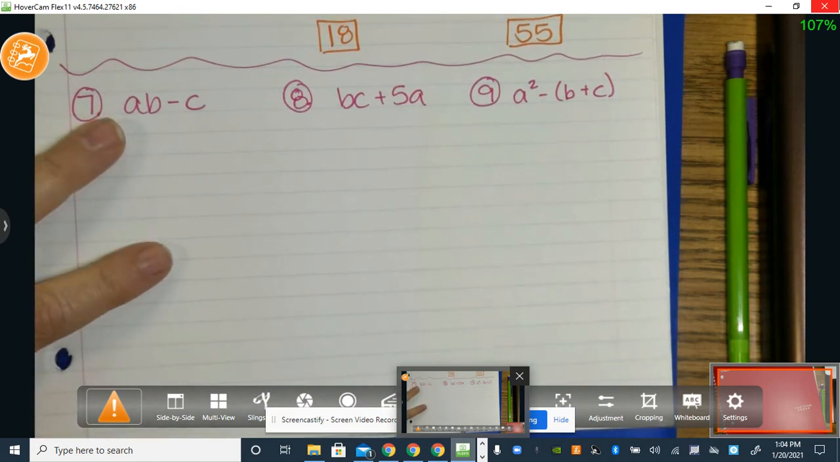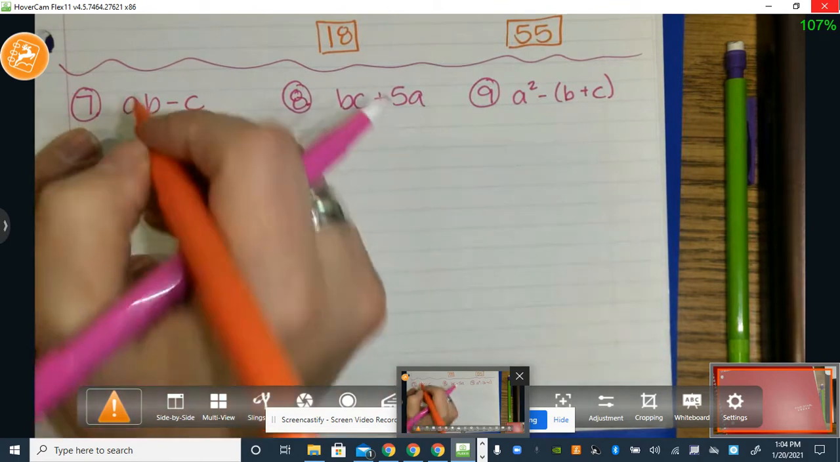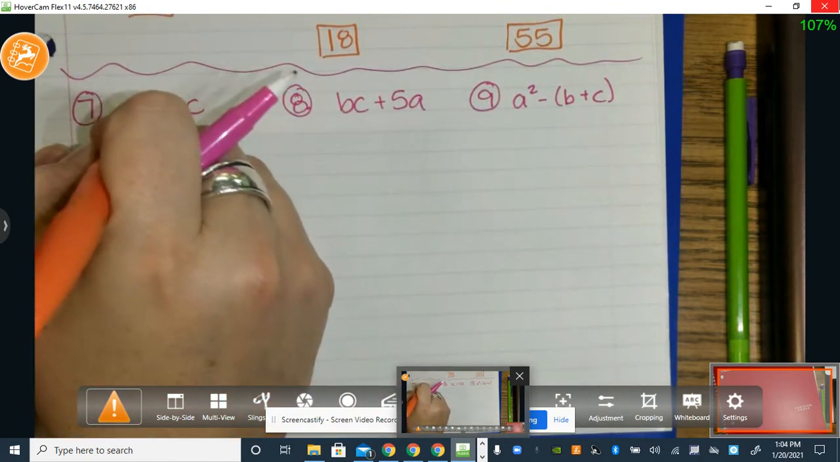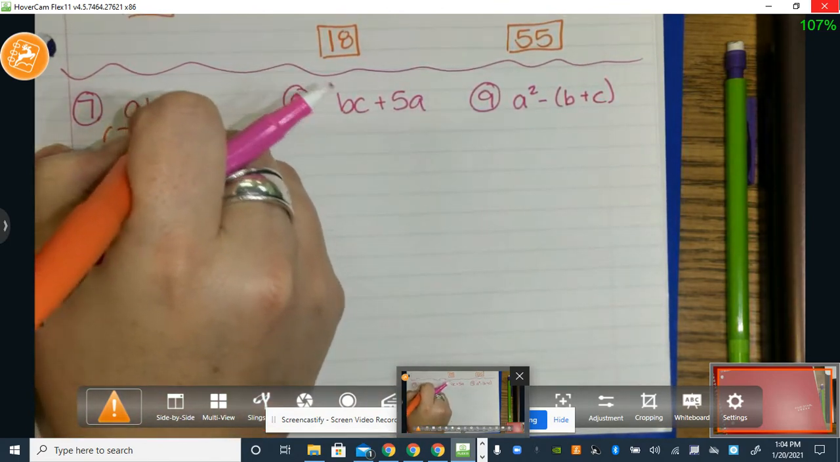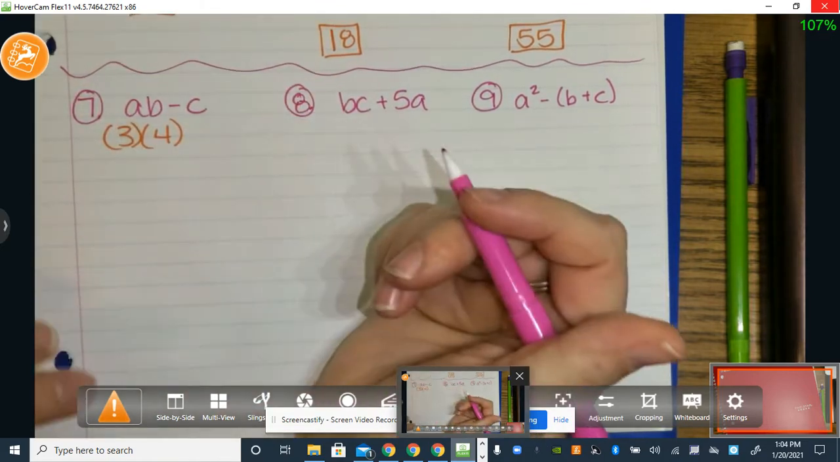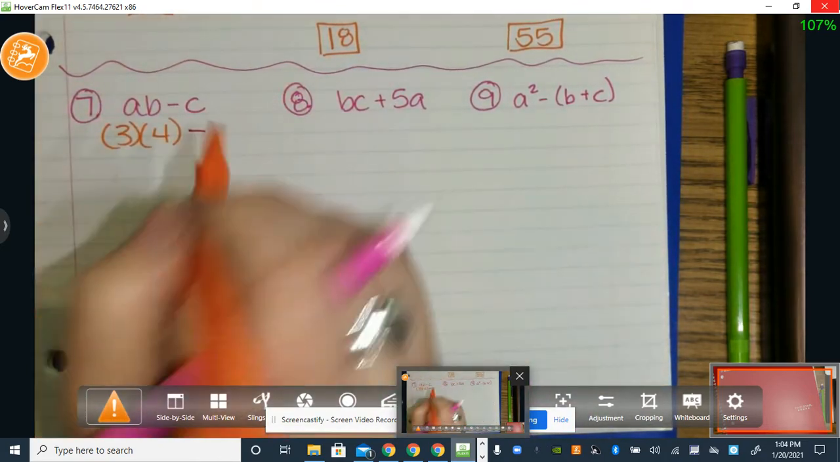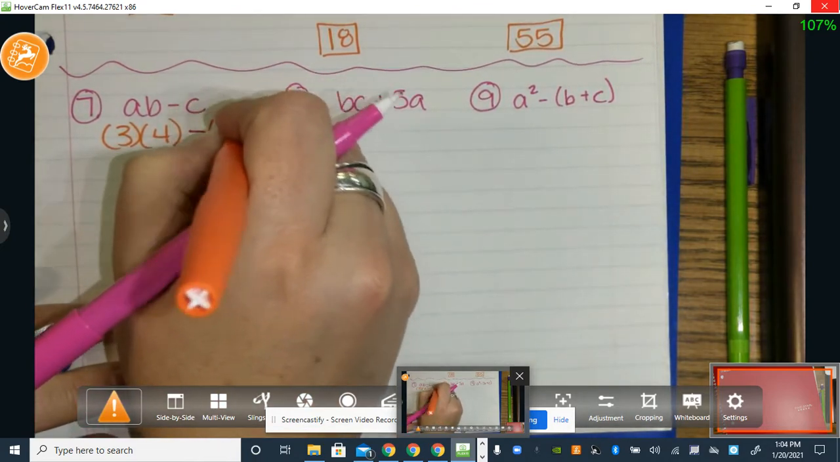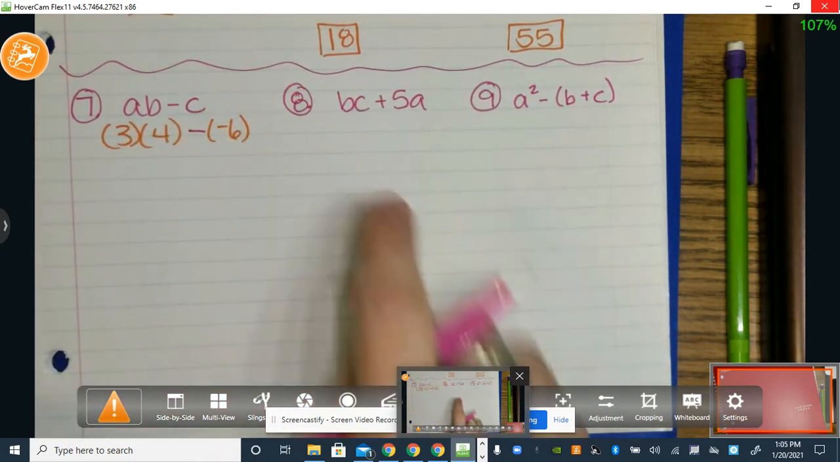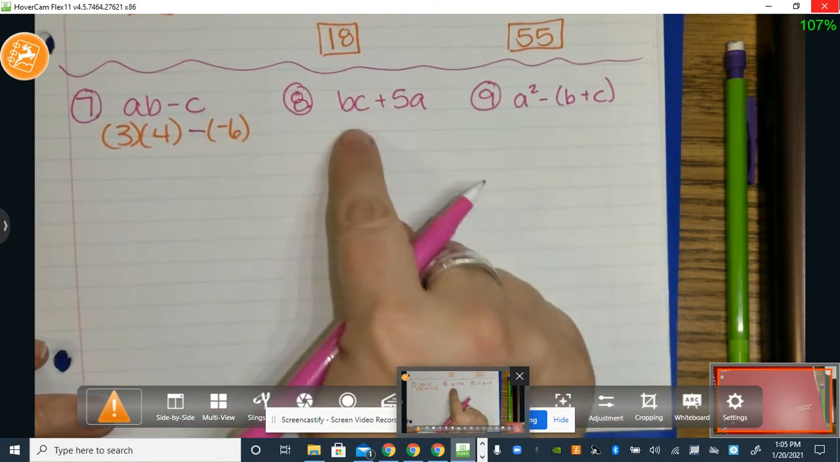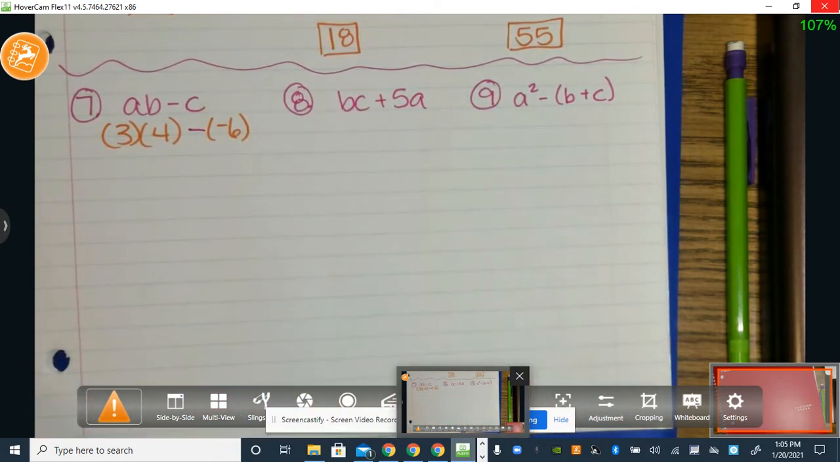And remember, when they're side by side, that means to multiply. We're not just saying, oh, well, that's a 3 and that's a 4, that's 34. It's not. It's 3 times 4 minus a negative 6.